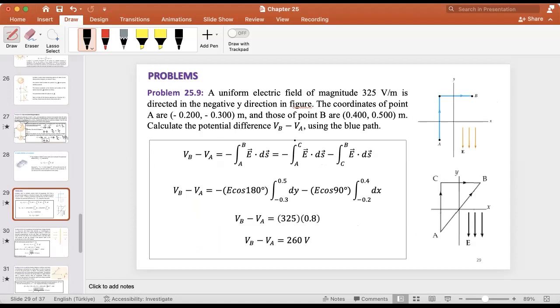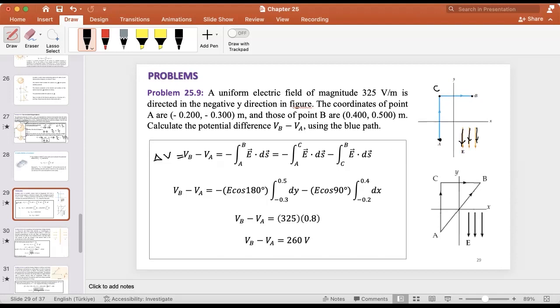Okay, how can I write the potential difference? I know the potential difference equals minus the integral of electric field dot ds. Okay, can I write it this way? Yes, you can write it this way, but be careful. My electric field is going to that part. So my displacement starts from A to B. Maybe we can say it starts from A to C. Say this is point C. It starts from A to C and then C to B.